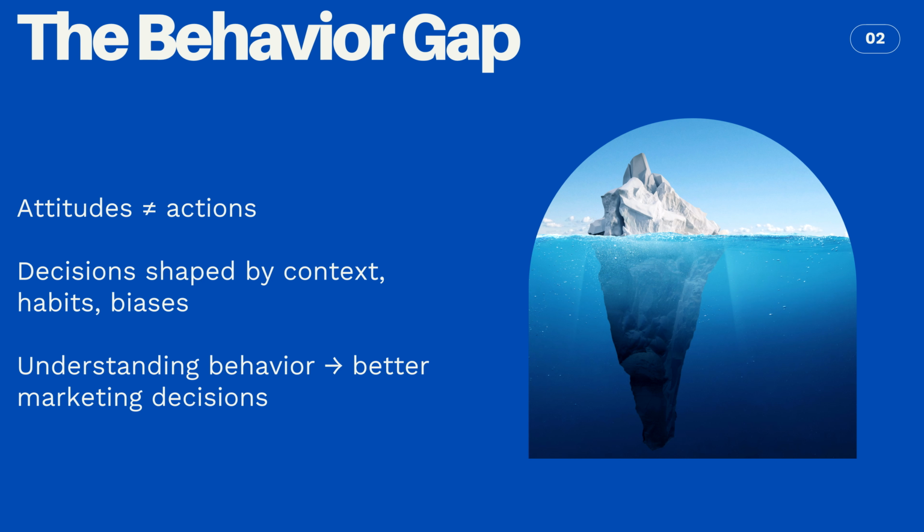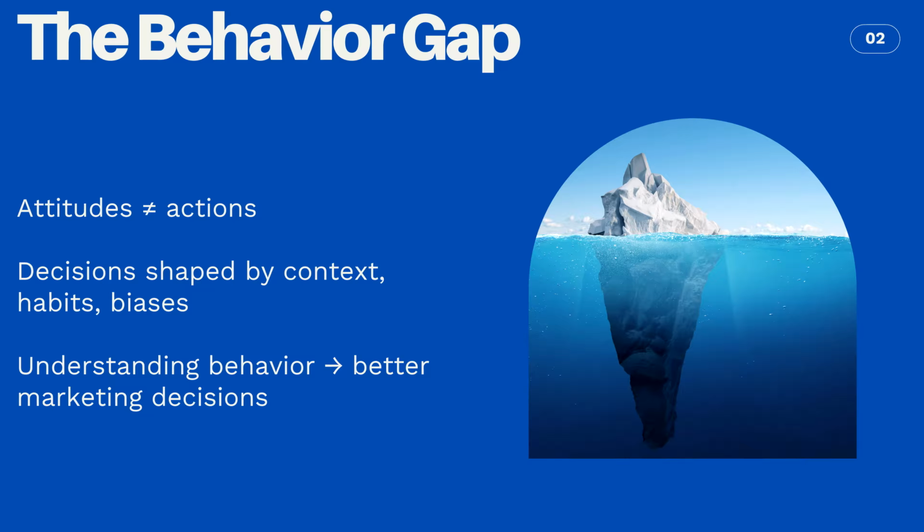behavior. Behavioral science teaches us that people often make decisions based on habit, heuristics, and environmental cues, not deep reflection. For example, a customer might say they value sustainability, but when faced with two products on a shelf, they choose the one that's easier to reach or more visually salient. This doesn't mean they don't care about sustainability. It means the context of the decision overpowered the intention.